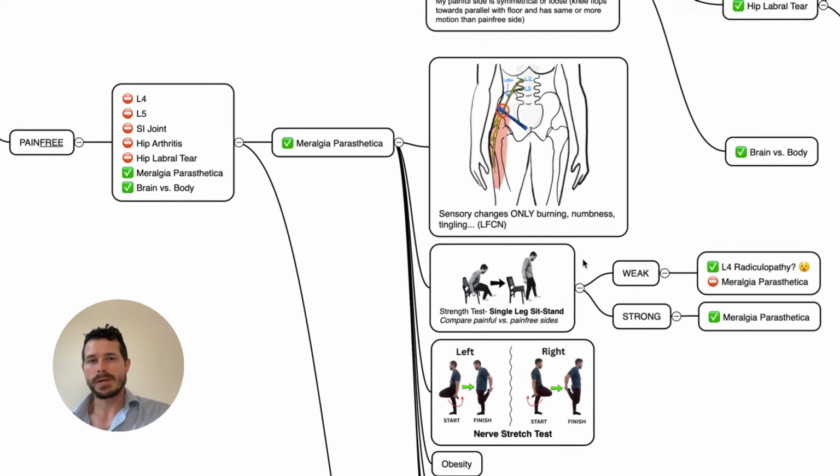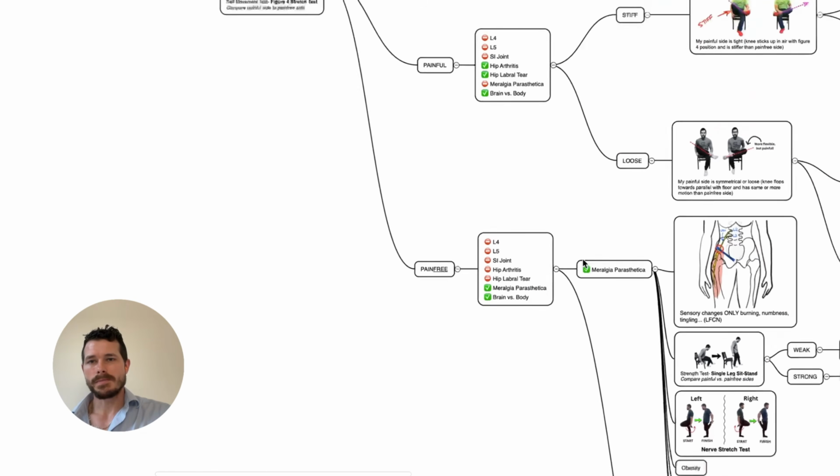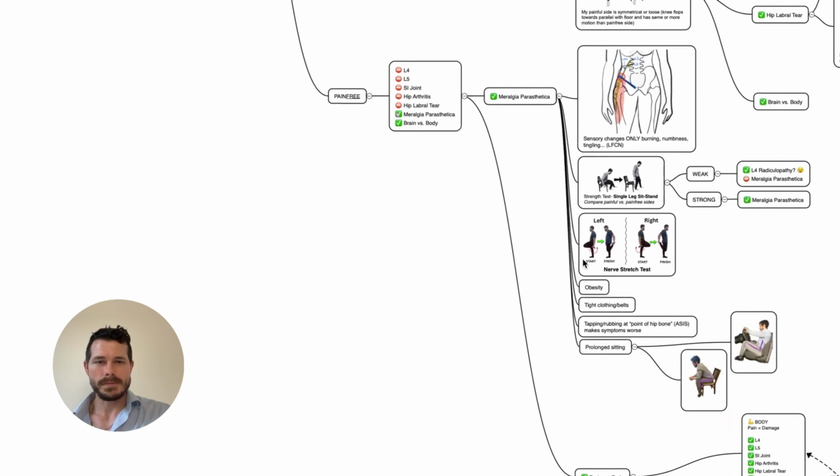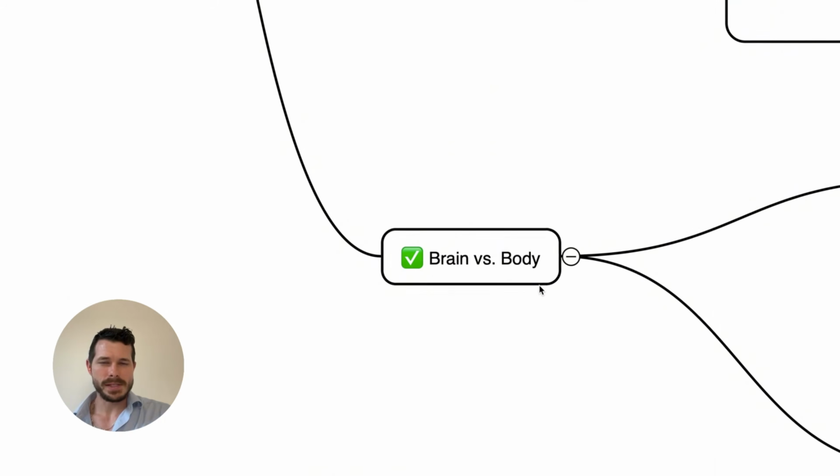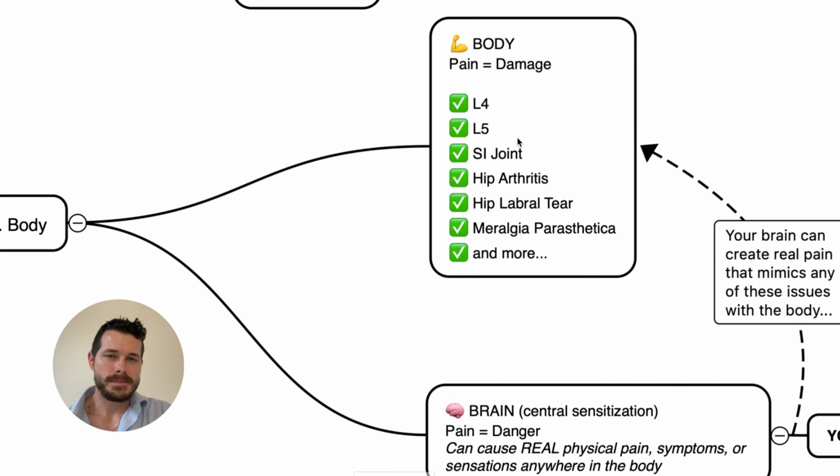That is Meralgia Paresthetica. All right, so you've made it this far. The only thing we didn't talk about is this brain versus body. Why have I been holding off on this? All of this stuff is what we've discussed so far. Lots of different things within the body whereby the pain that you're experiencing is due to damage of the L4 disc, joint, nerve, something like that, L5, SI joint, hip joint, nerve to the front of the thigh, and probably some other things that we mentioned.